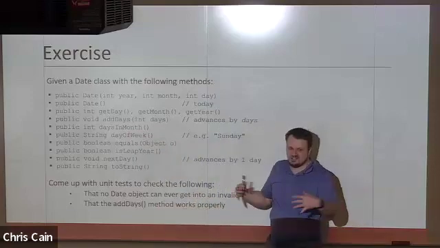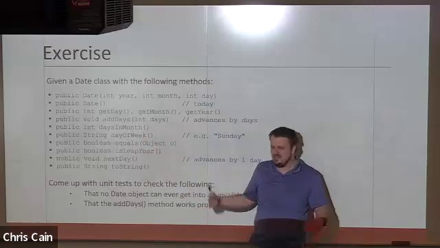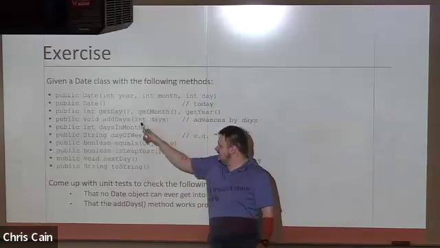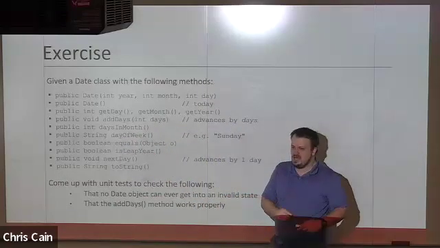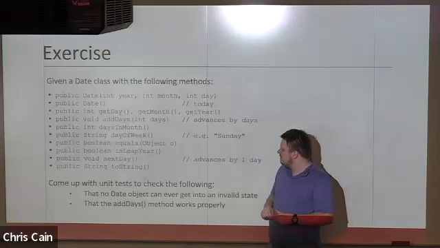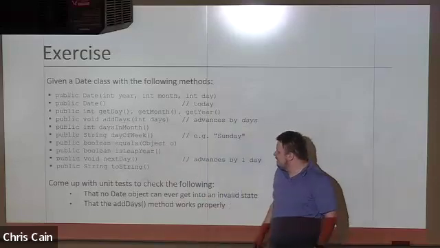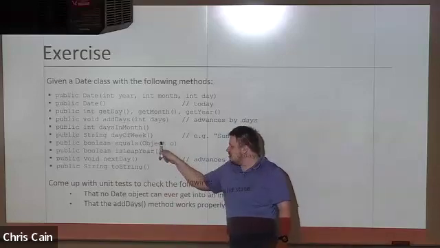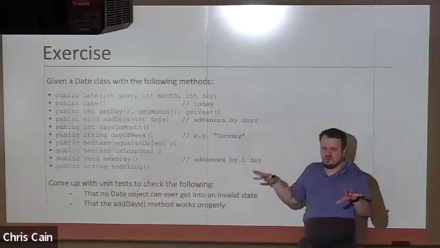So the current date is stored in the object. This just adds some number of days to that and sets the internal date object to be however many days have passed since then. There's a days in month that gets back the number of days in the current month. Day of week tells you the current day of the week. Equals tells you whether the object that is passed in is equivalent to this, so two separate date objects that store the same date.